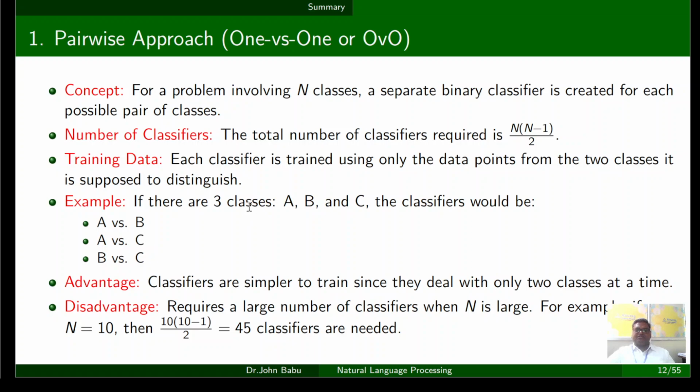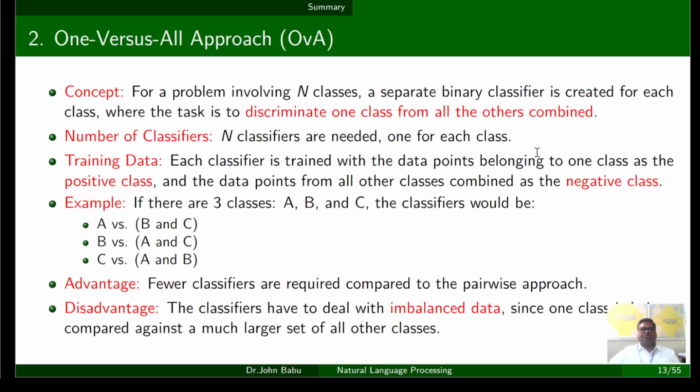Suppose there are three classes A, B, C. We'll be training A versus B, A versus C, and B versus C. The advantage is that the classifiers are simple to train. They deal with two classes at a time, so it is a binary classification. But the problem is it requires a larger number of classifiers. If there are n classes, we require 45 classifiers indeed. This is known as the one versus one approach.